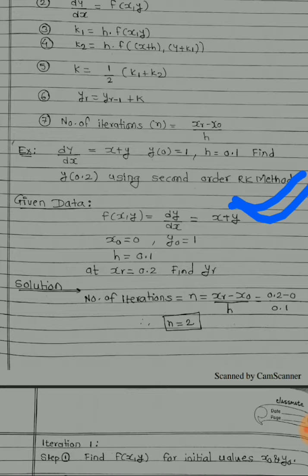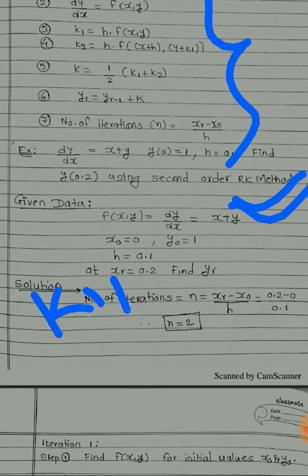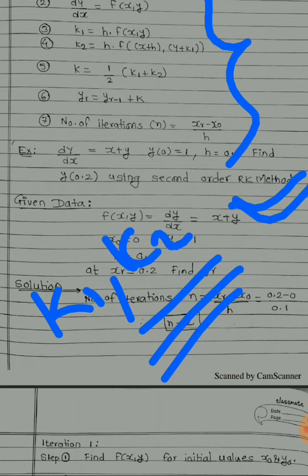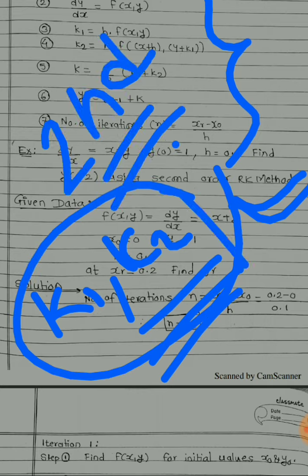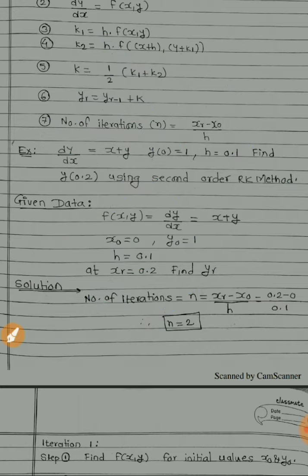So for second order RK method, these are the formulas. You can remember it like second order RK method is using K1 and K2. K1, K2, these two constants are used. This is second order method, second order RK method. 2 times K is used. Likewise, you can remember it.